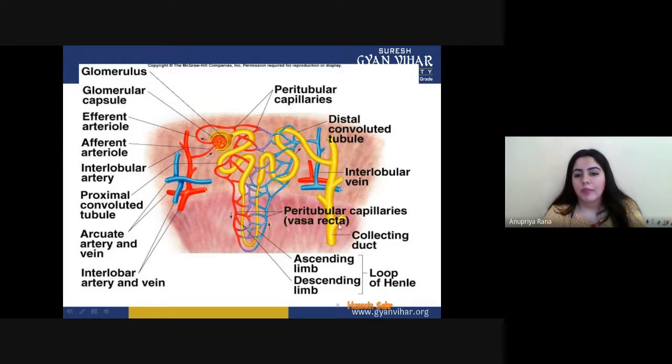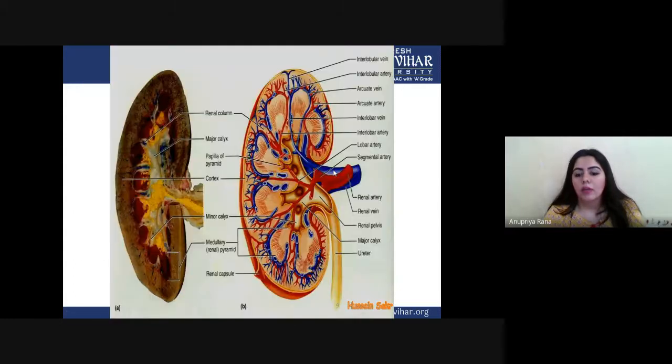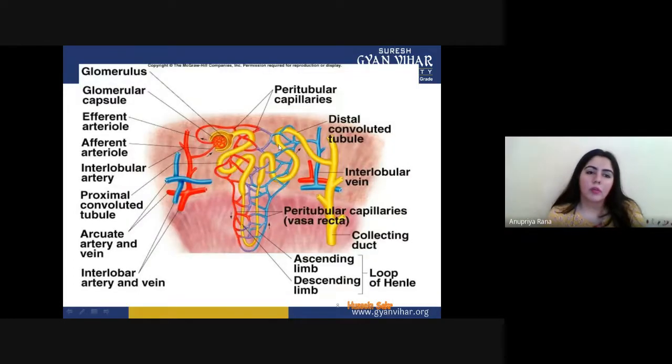This one, the yellow one, is called the collecting duct. All the things which are coming from these will be collected in this main collecting duct. So these are the interlobular veins, the distal convoluted tubules, and the ascending limbs of the loop of Henle. This is called the loop of Henle.